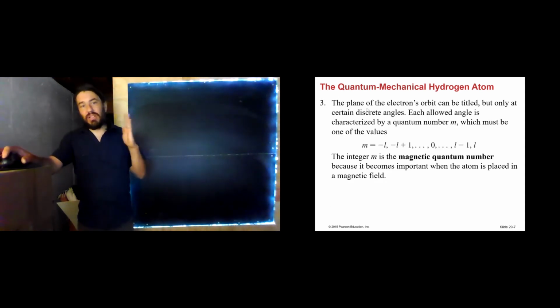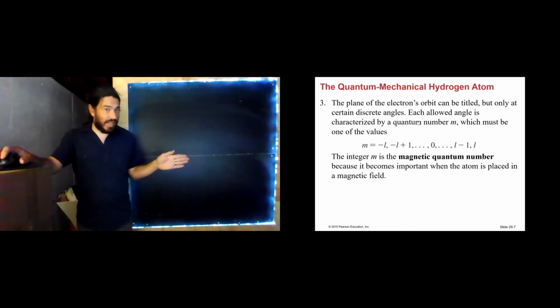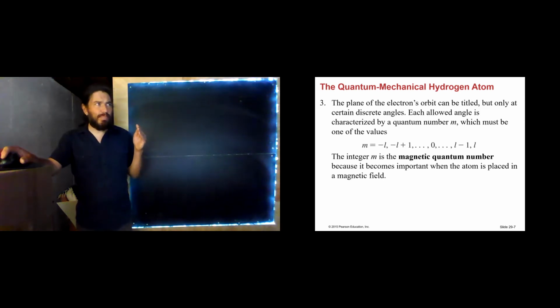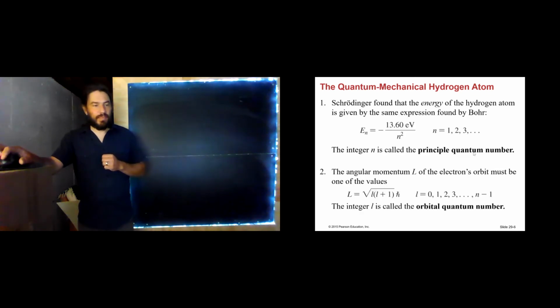The plane of that orbit can be tilted with respect to the z-axis, and only at discrete angles. Again, that angle is quantized. So we find that when we get into the subatomic world, almost every quantity we can think of is quantized, which is just so strange and so not like our everyday experience. So this angle of the electron's orbit can only be at discrete angles. And so that's characterized by an integer m, so that's our third quantum number. And notice that the value of m can only be from negative l to l.